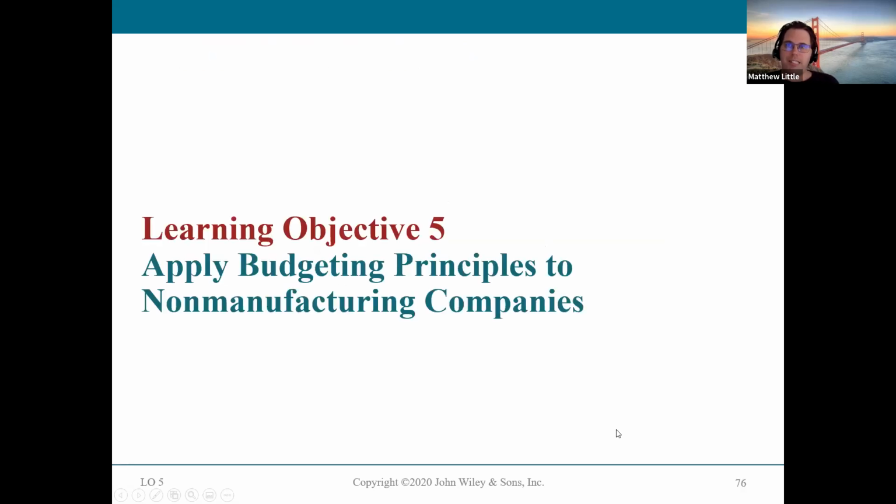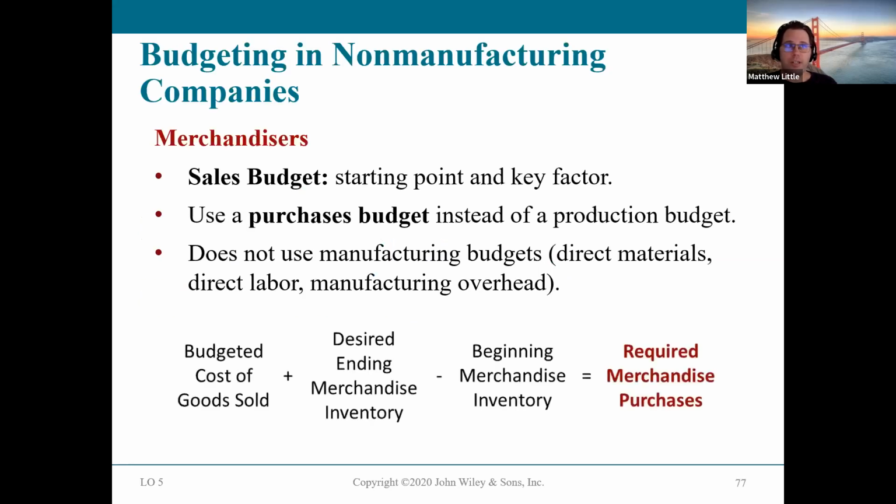All right, moving on to the last section for this lesson, which is about applying budgeting principles to non-manufacturing companies. So merchandisers, for example, you'll still have a sales budget. You still need that starting point and key factor. But instead of producing the materials, you have a purchases budget. So say you're Walmart, you don't produce anything, you just buy and resell.